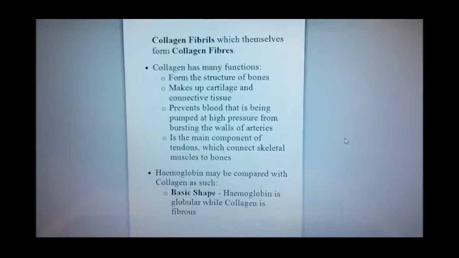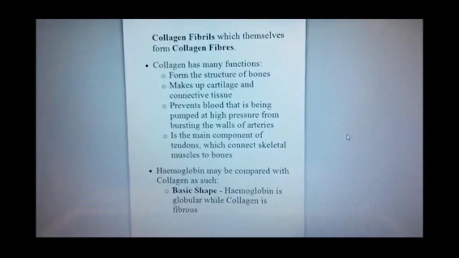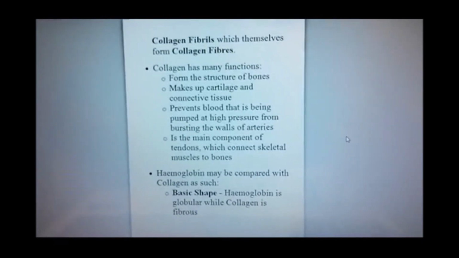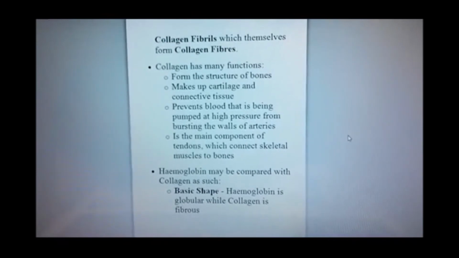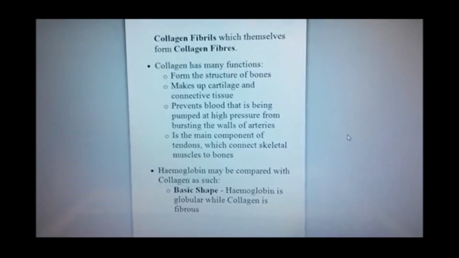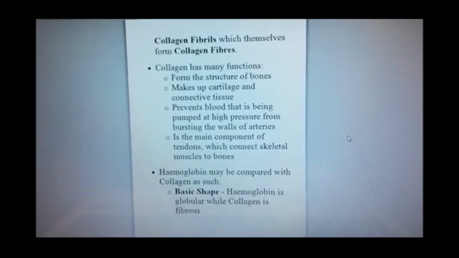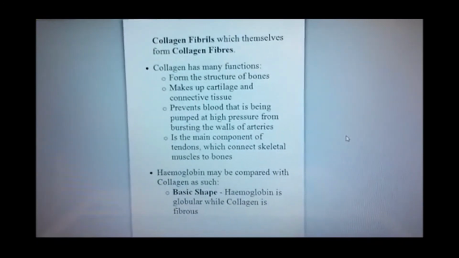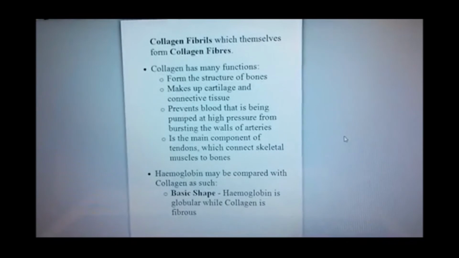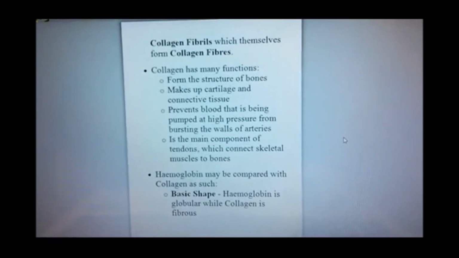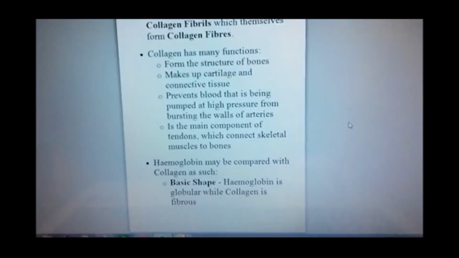Collagen has many functions. First, it forms the structure of bone. Secondly, it makes up cartilage and connective tissue. Third, it prevents blood that is being pumped at high pressure from bursting the walls of arteries. And the last is that it is the main component of tendons, which connect skeletal muscles to bone.